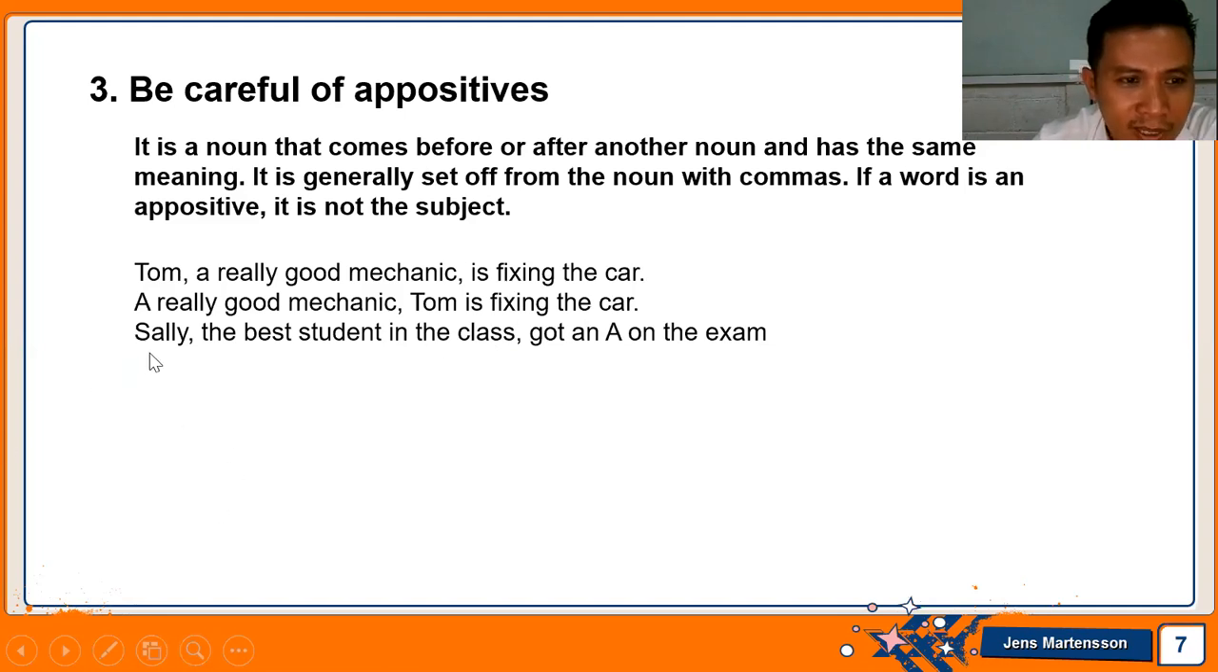Okay, another example is: Sally, the best student in the class, got an A on the exam. So which one is the appositive here? The best student in the class. Yeah, Sally, the best student in the class, got an A. What is the verb here? Got, sir. Got ini kepunyaan siapa? Belong to whom? Sally. Not belong to the best student in the class, but got belongs to Sally. Understand? Yes, sir. Okay, now exercises.